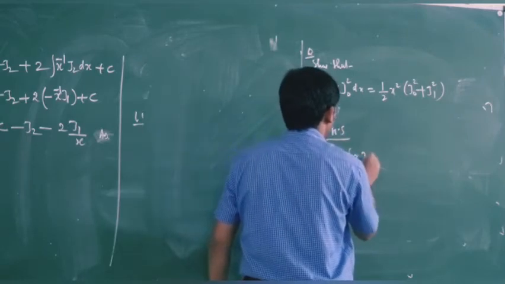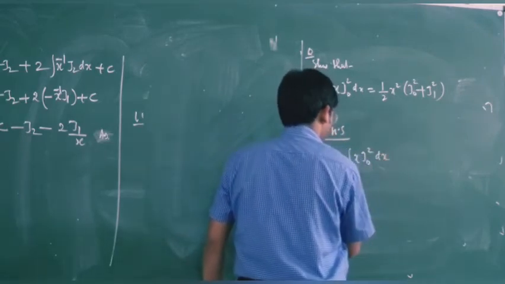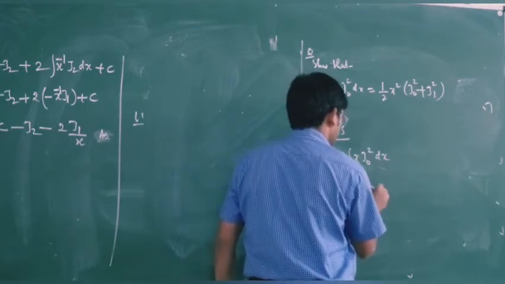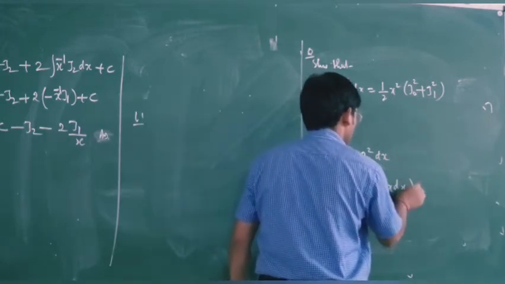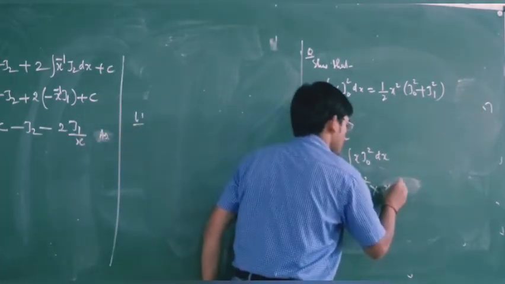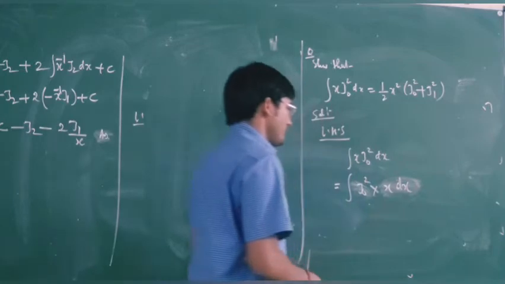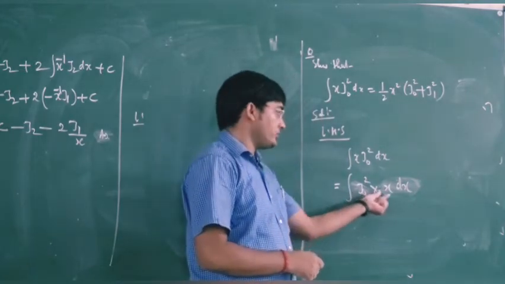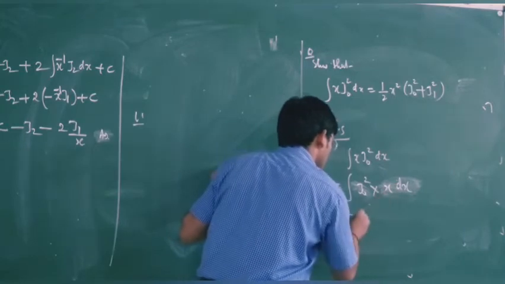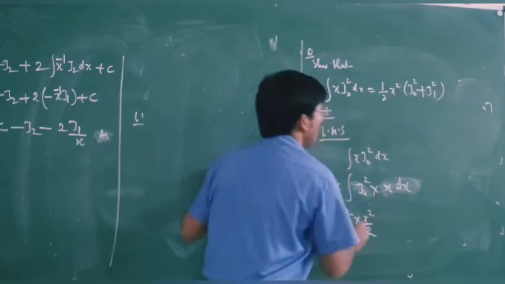This left hand side can be written as the integration of x j naught square, which we can also write as j naught square into x dx. Now let us use the by parts integration. Here I will differentiate this term and integrate this one. So this is equal to j naught square, and then the integration of x will be x square by 2, and this is your first term.